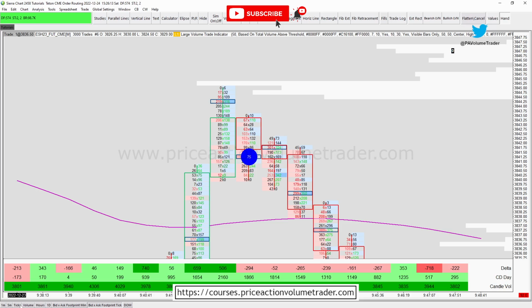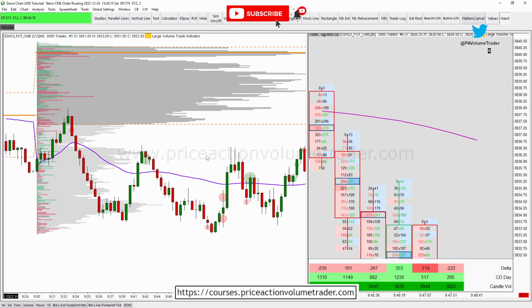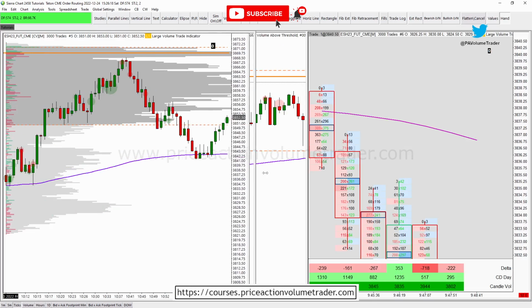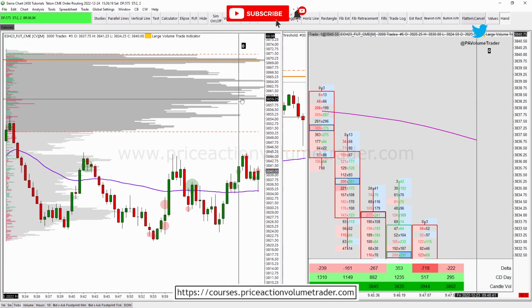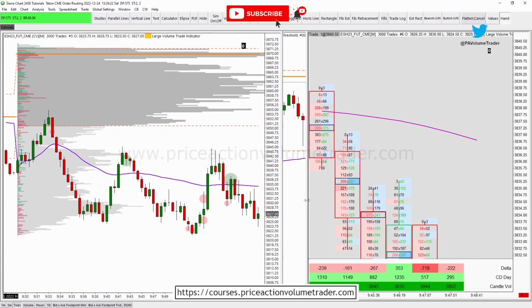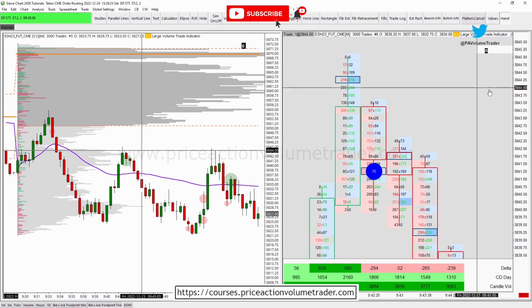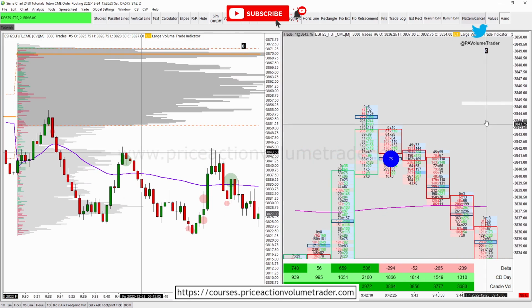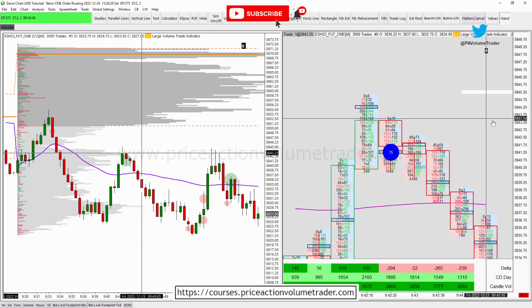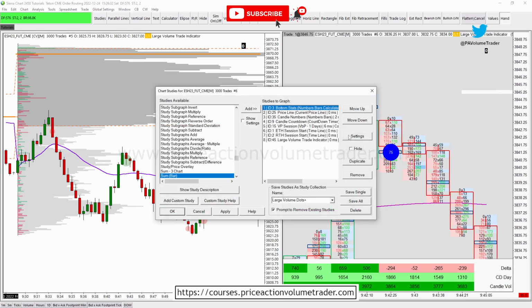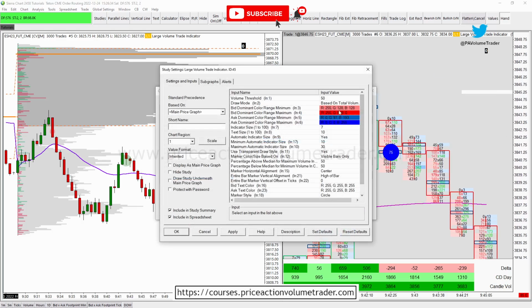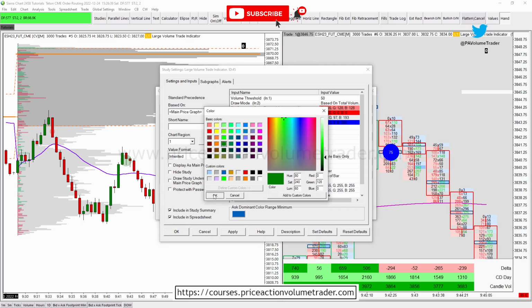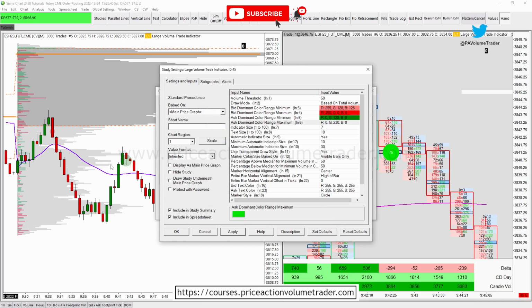This is, let me actually do this. I'm going to split the screen. Right there. Well, let me change this here. Let me make this green just so it matches with the same colors as the chart here.